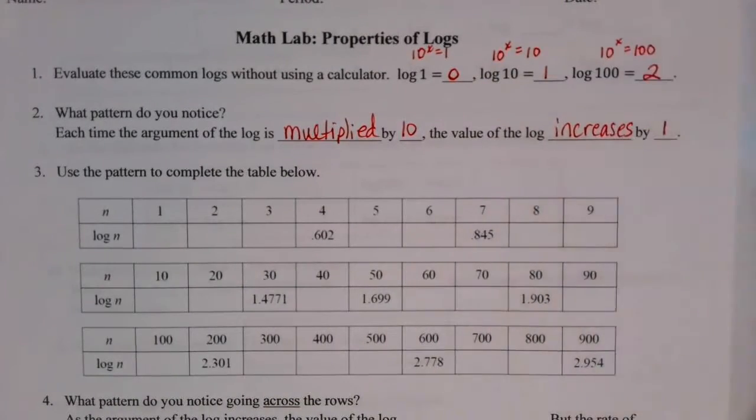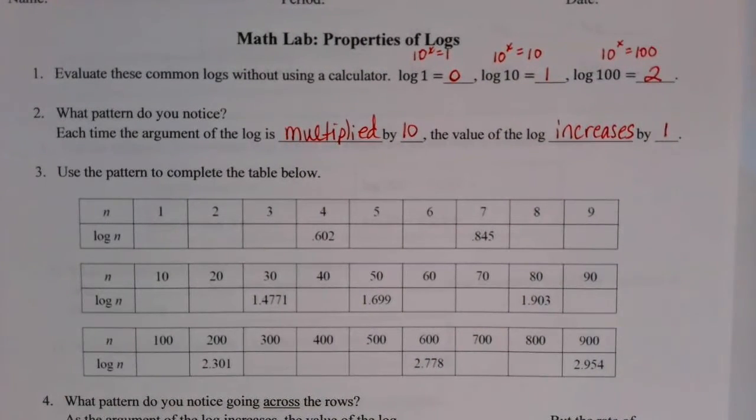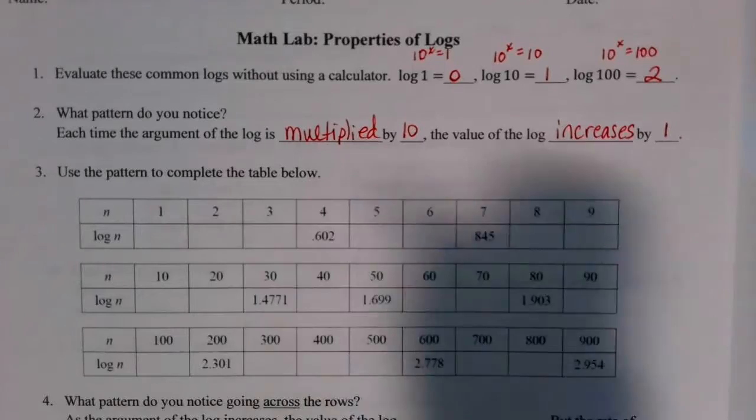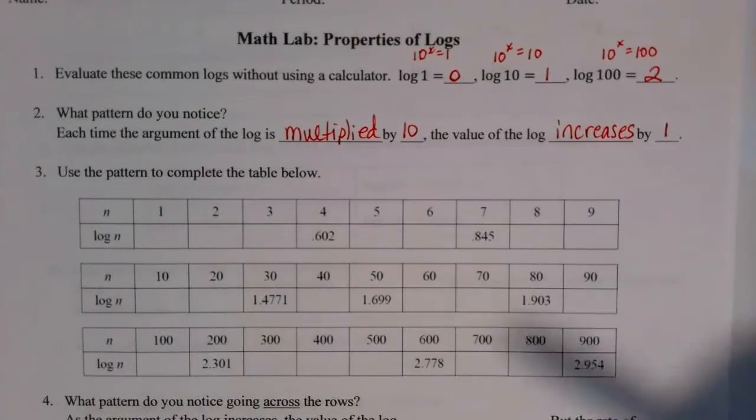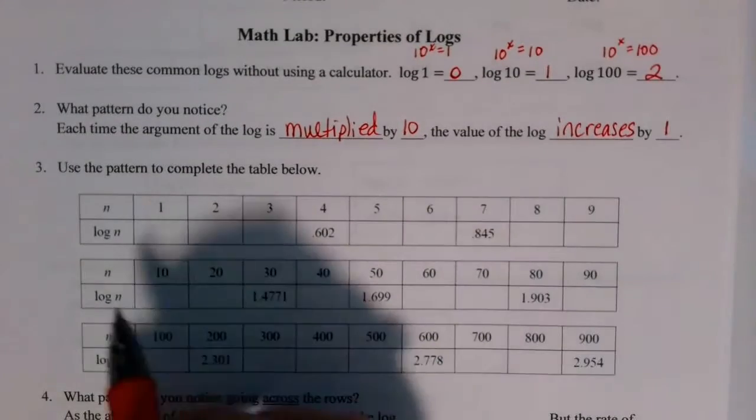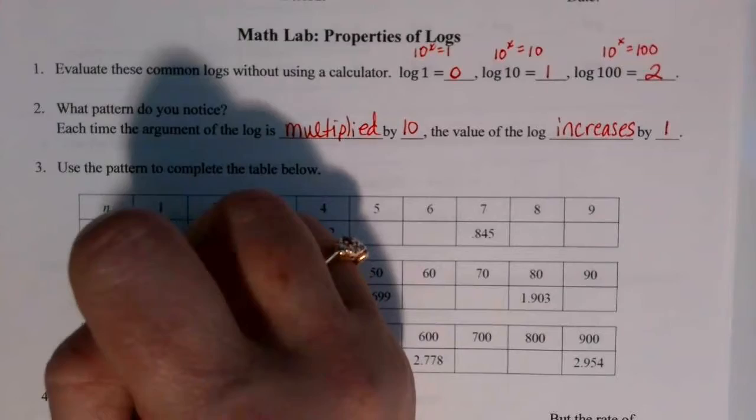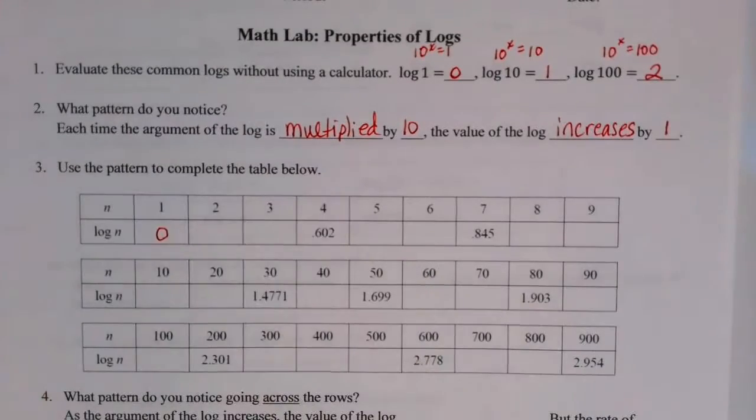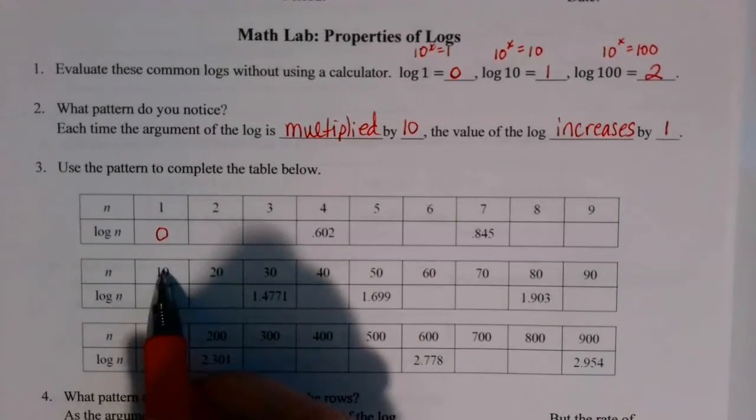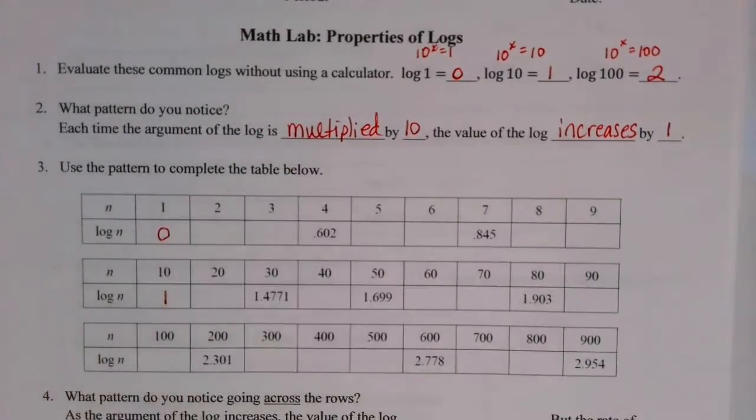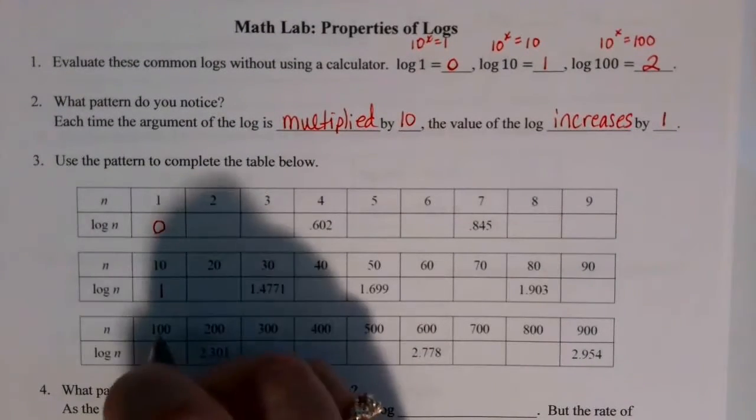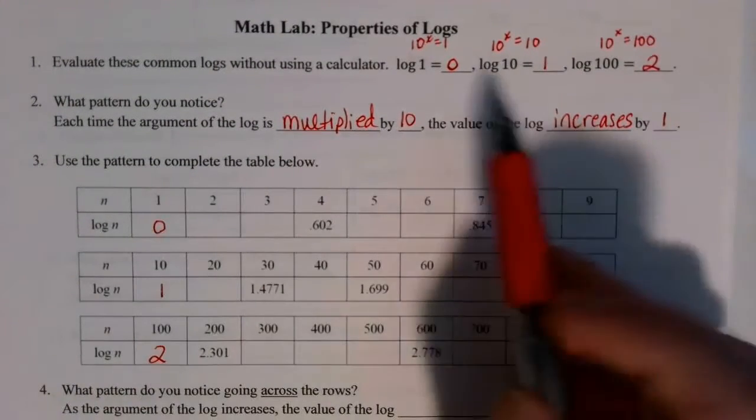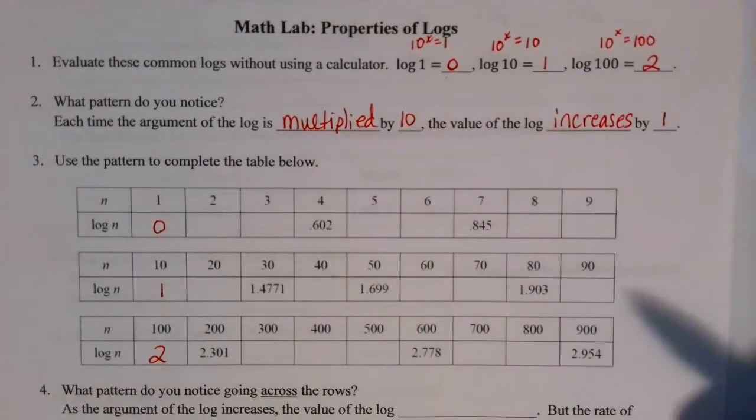So the value of the log increases by 1. Okay, so if we use that pattern in this table below, we know that the log of 1 is 0, the log of 10 is 1, and the log of 100 is 2, right? That's what we evaluated in number 1.